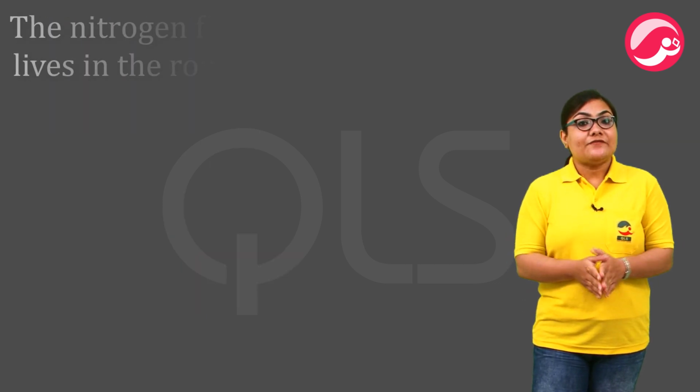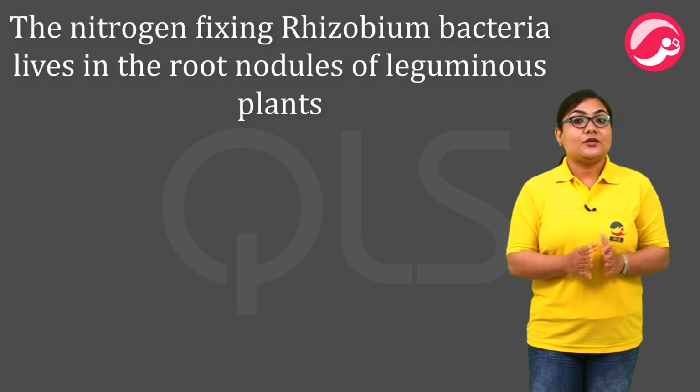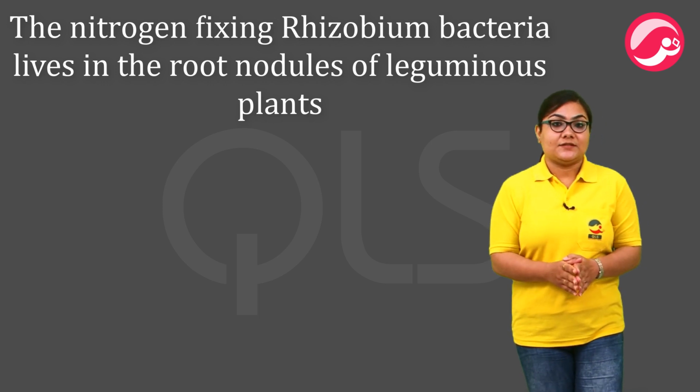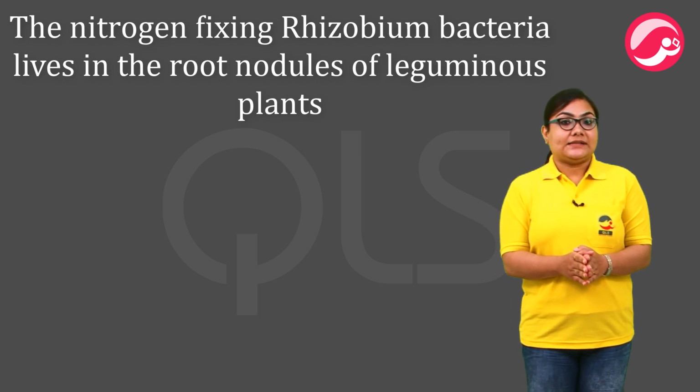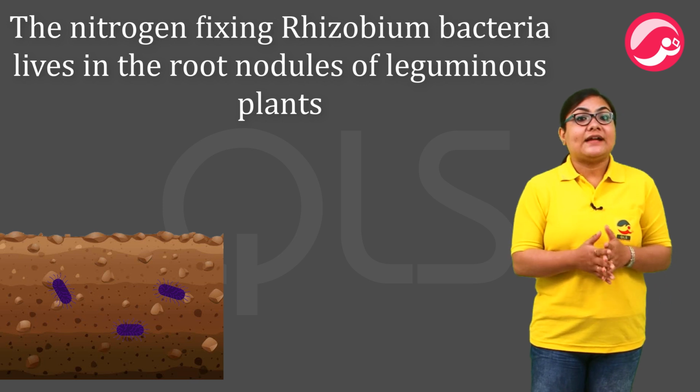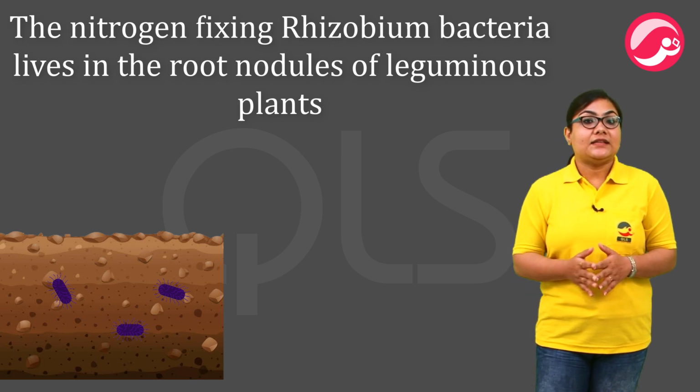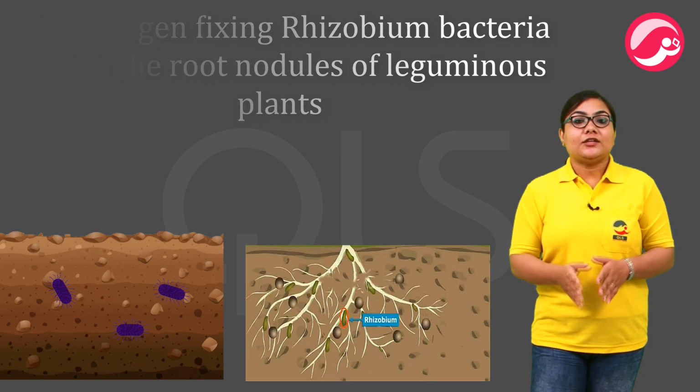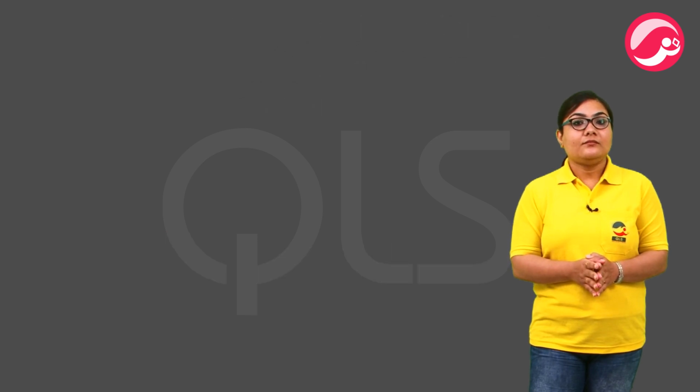Now, the nitrogen fixing rhizobium bacteria live in the root nodules of leguminous plants. Some nitrogen fixing bacteria live freely in the soil, whereas other nitrogen fixing bacteria live in the root nodules of the leguminous plants. Nitrogen gas of atmosphere also gets fixed through the action of lightning in the sky.